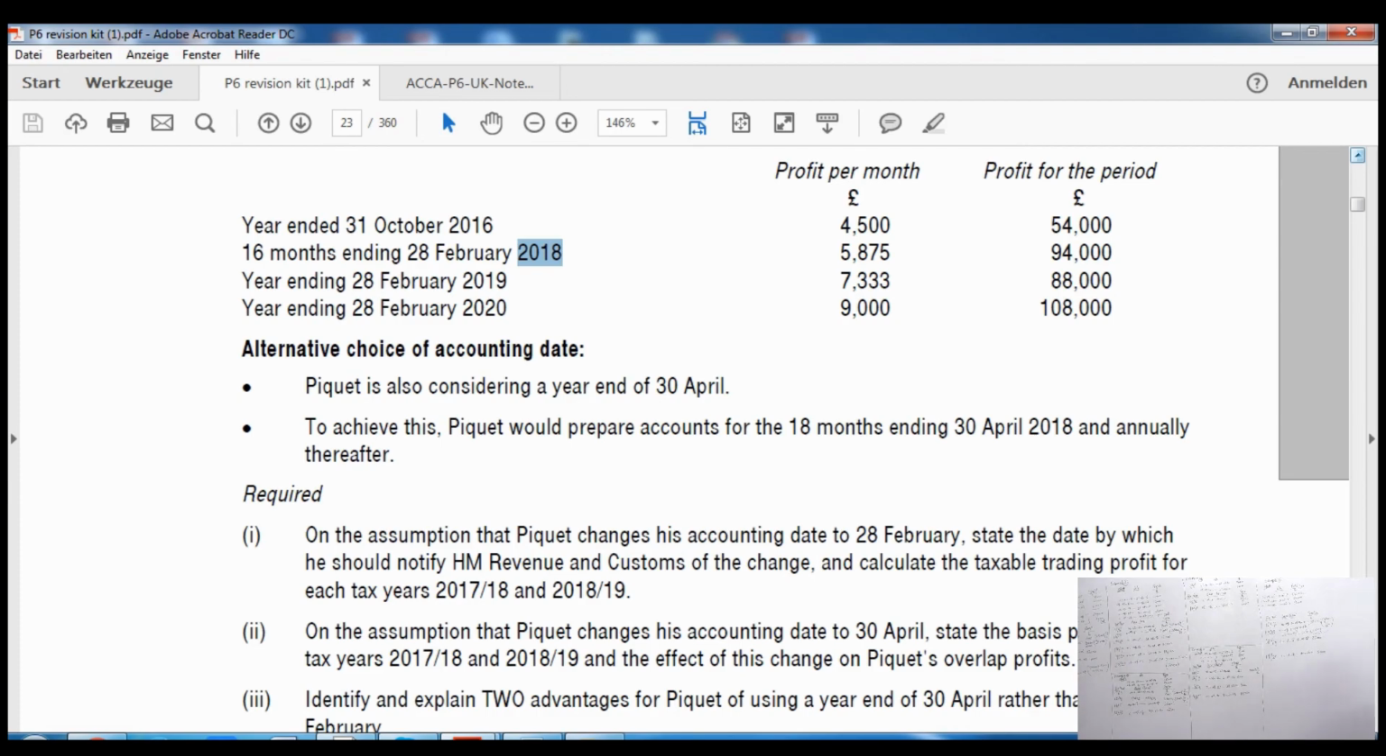So for part A2, that is the one which we are doing now, and it is relevant to change in accounting date, case number 4. Just read the case number 4 and try to solve this requirement, and you can always go back to the answers and recheck the answers as well. All right.